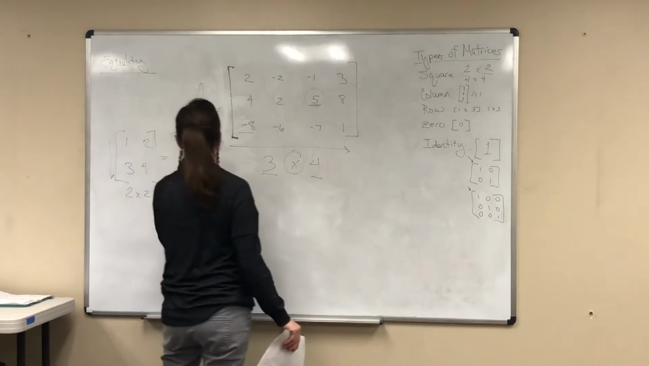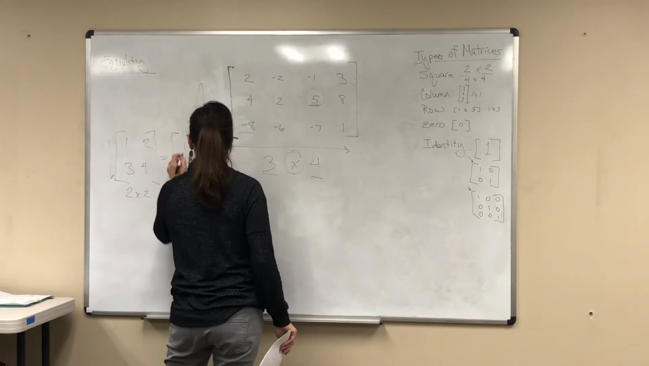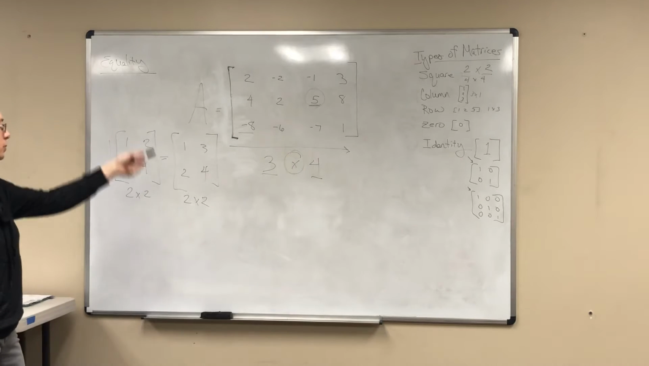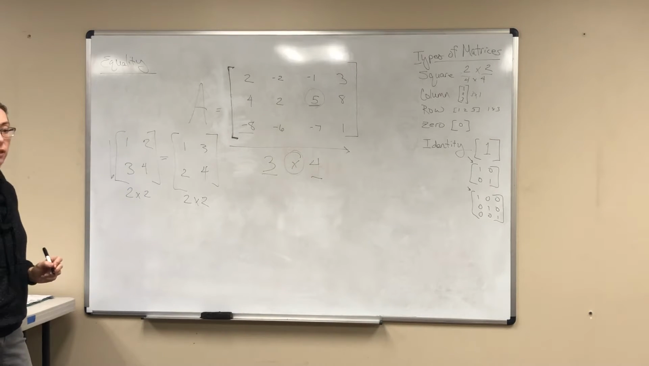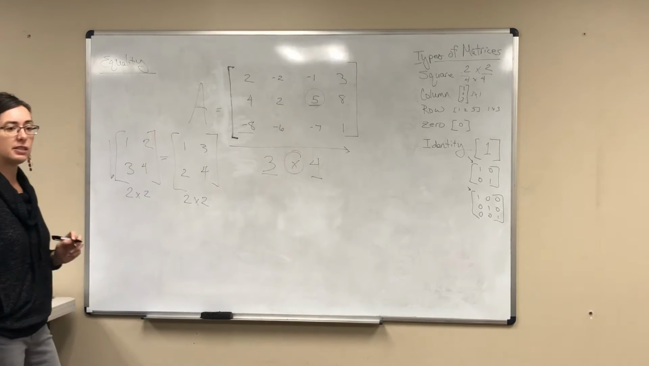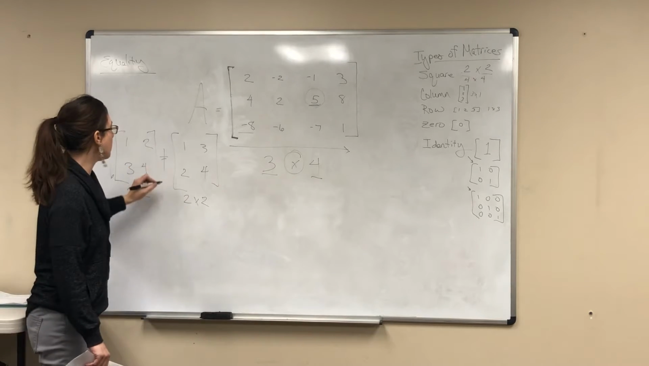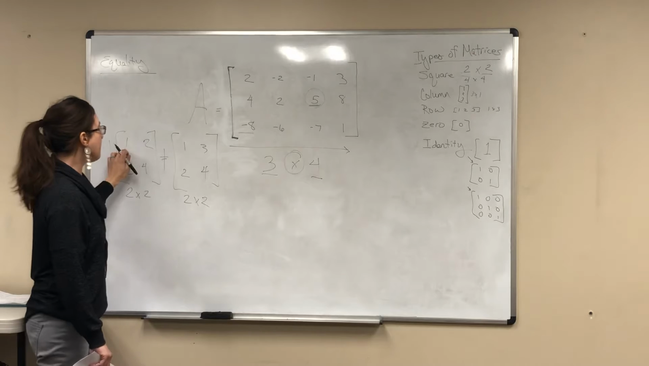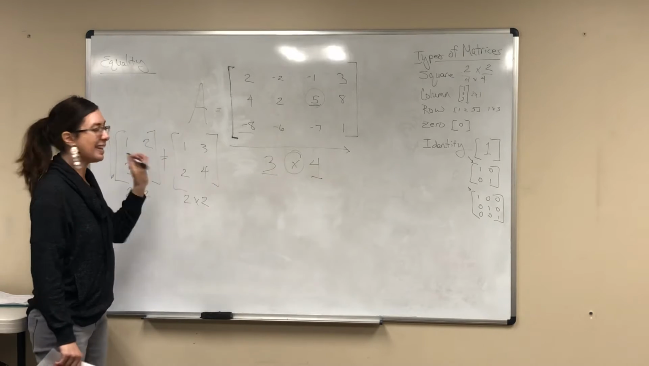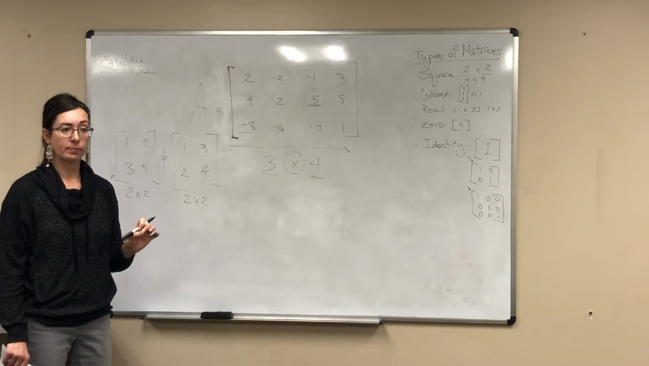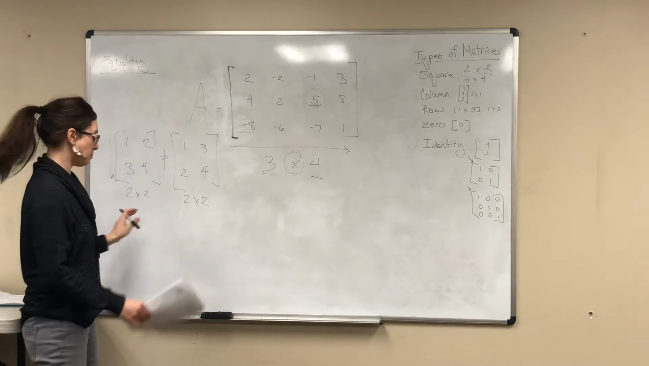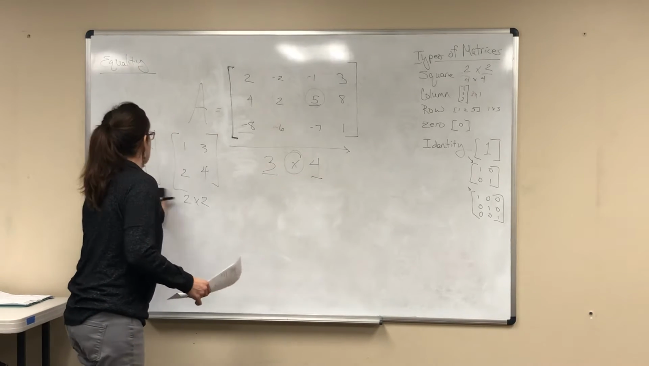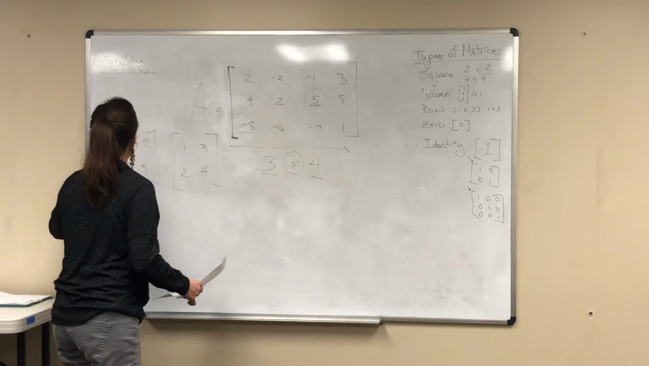Now, if I have 1, 2, 3, 4, I still have a 2 by 2. I have all the exact same numbers in there. Are these matrices equal? No, they are not equal. To be an equality, every entry has to be exactly the same. Got it? Pretty straightforward.